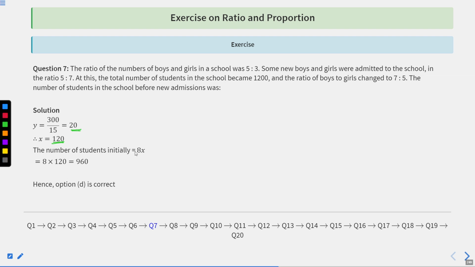So the number of students initially was 8x. Now substitute the value of x, you will get 960 students. So the correct answer here is option D.